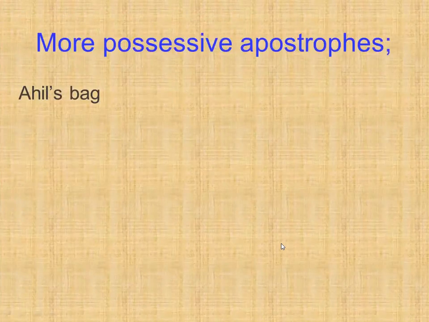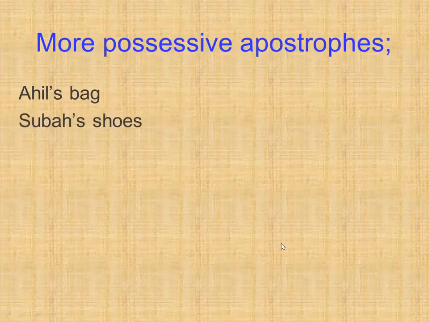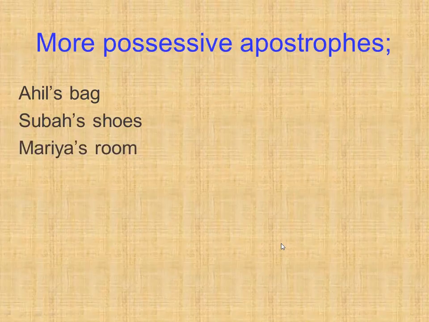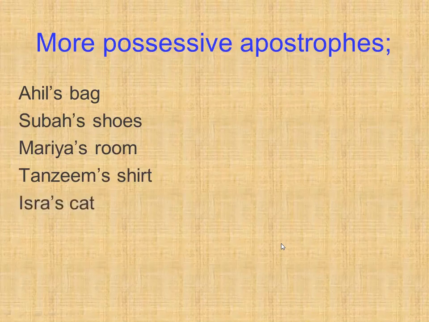Few more examples. Ahil's bag. The bag belongs to Ahil. Suba's shoes. The shoes belong to Suba. Maria's room. The room belongs to Maria. Tanzim's shirt. The shirt belongs to Tanzim. Isra's cat. The cat belongs to Isra.